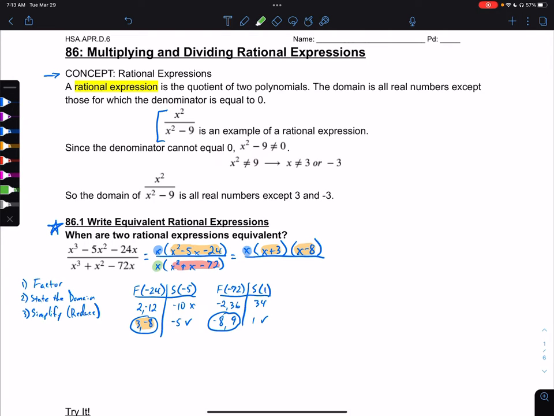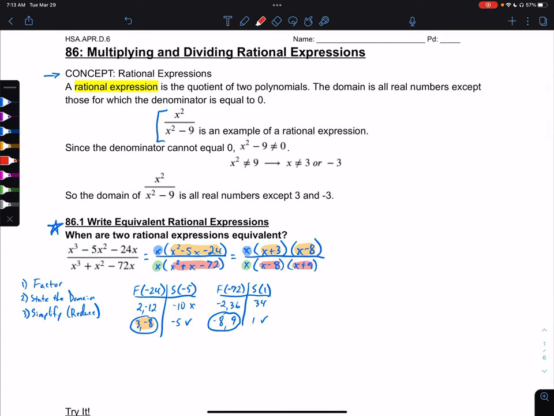And let's not forget our x value, so I'm going to bring that x over. And then my binomial pairs would be x minus 8 times x plus 9. The order is not important. If you put the x plus 9 group first, that's fine.